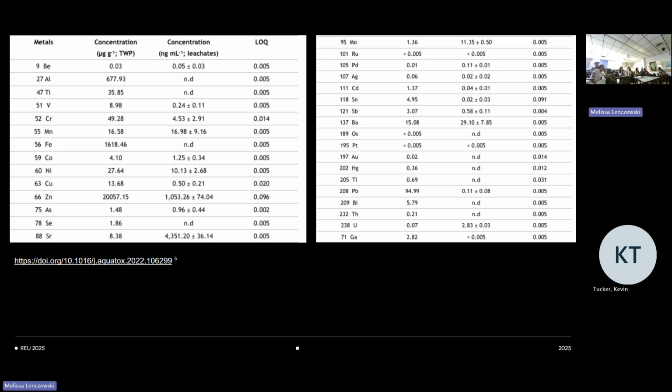barium and manganese and strontium down there all have very high levels in their leachate, so it's still very... Pronounce... leach.